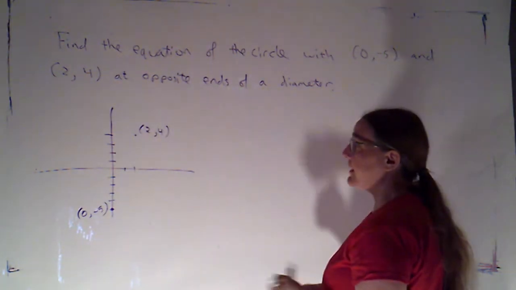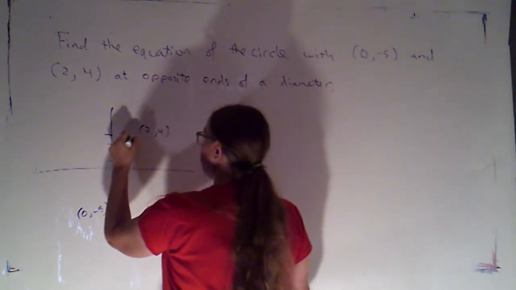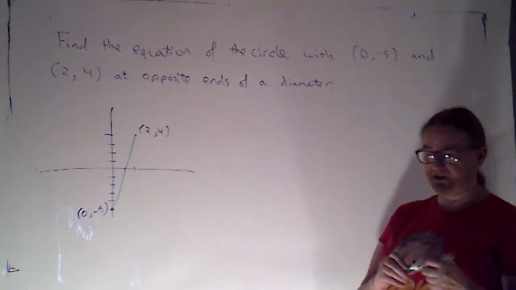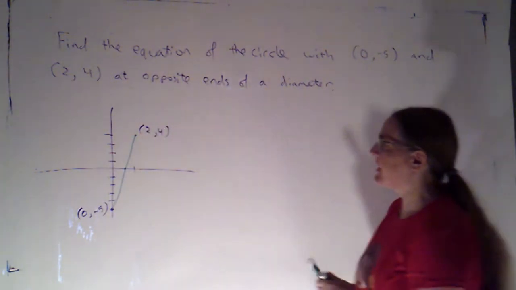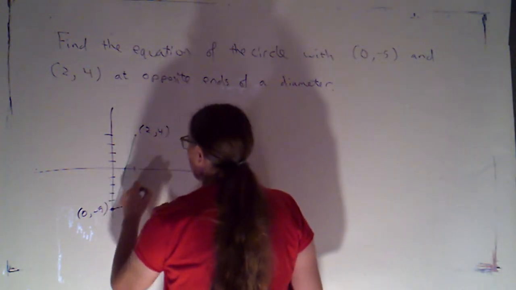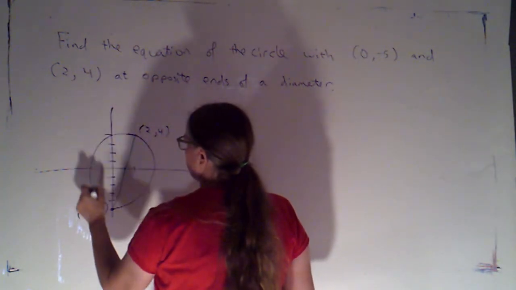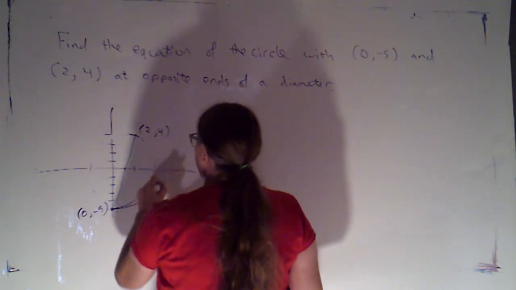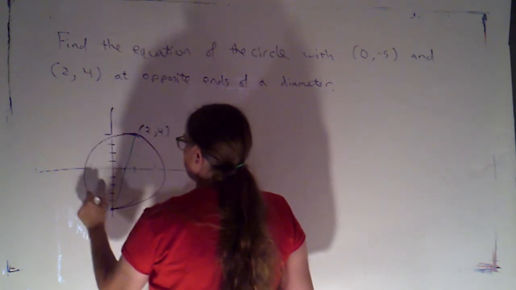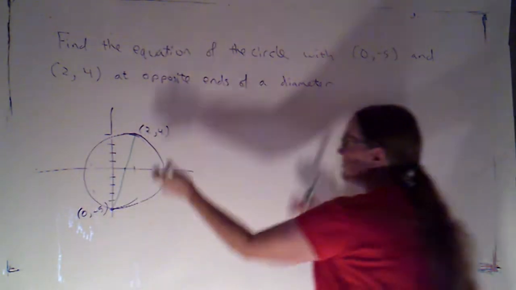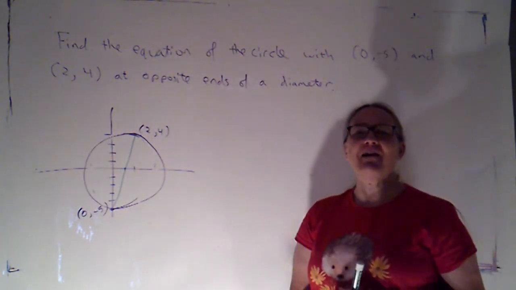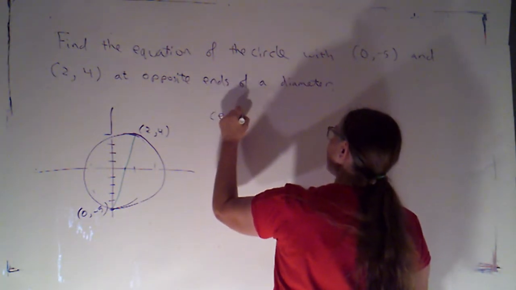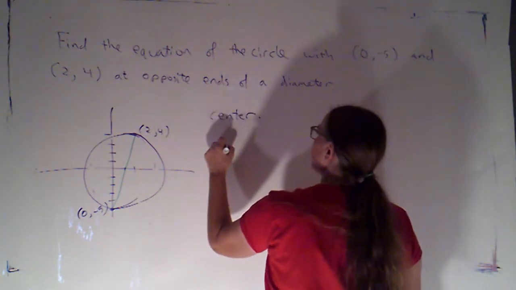And we're told that those are endpoints of a diameter, so that line segment is going to pass through the center of my circle. So I want to use that information. Oh my goodness, that's not very round. I'm going to draw my circle here. That's a little better. Okay, so my circle looks roughly like that, and I want to see if I can figure out what's the center and then what's the radius.